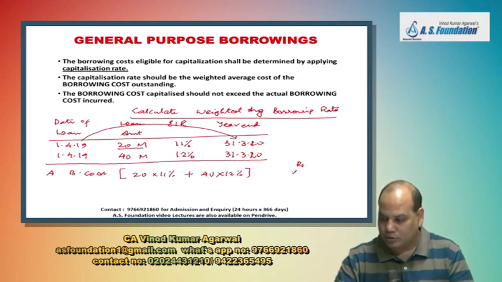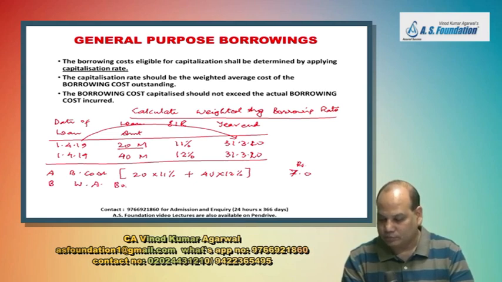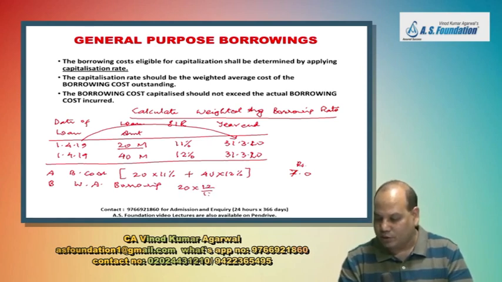7. Sure, 7 is right. And then weighted average borrowing. Both the loans are outstanding for 1 full year. So 20 into 12 by 12, 40 into 12 by 12. Both are outstanding for 1 full year. You could have directly written 20 plus 40 also. So that is 60. So what is my average cost or weighted average cost? 7 by 60.